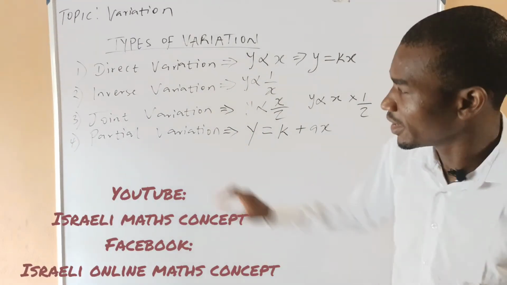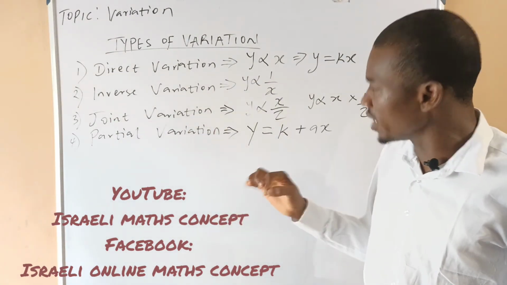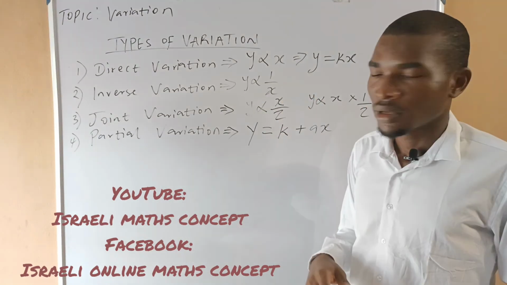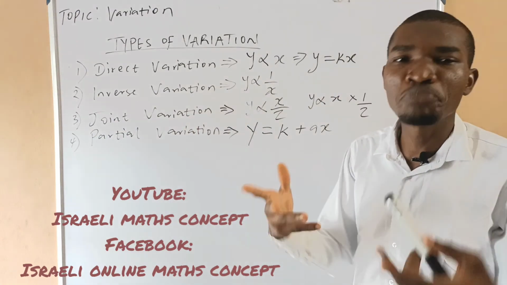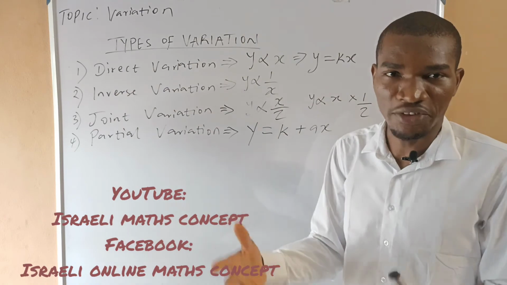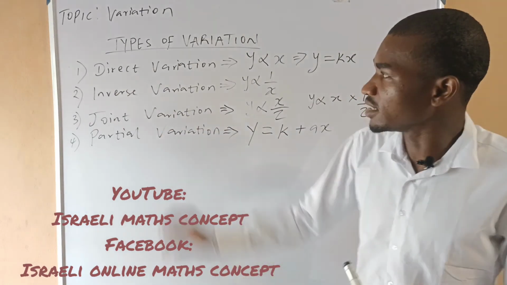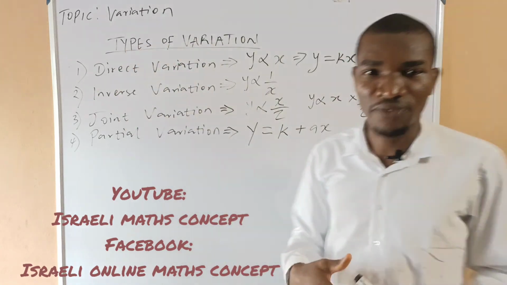Now remember, joint variation is a relationship that exists between two or more quantities. And sometimes we can say that joint variation is the combination of both direct and inverse variation. Remember, joint variation, sometimes it could be said that it is a combination of both direct and inverse variation.